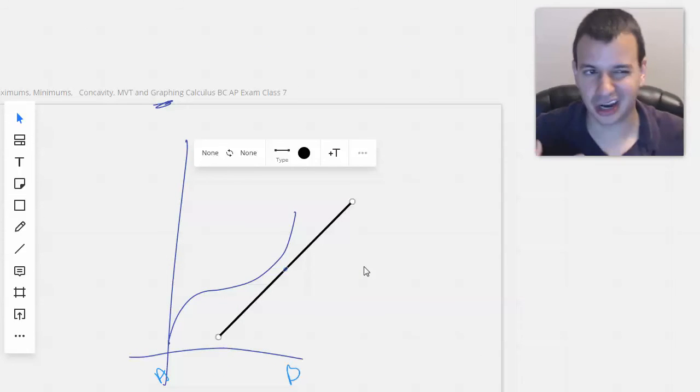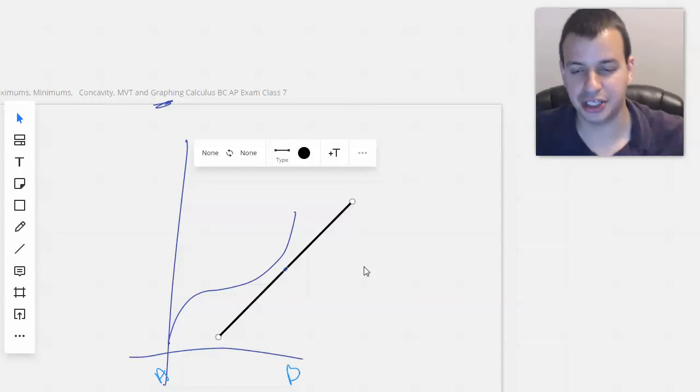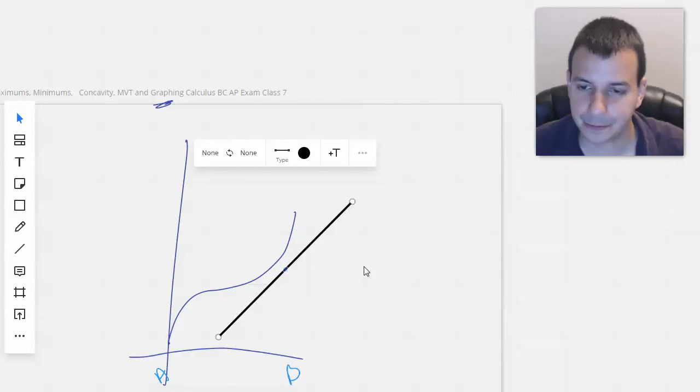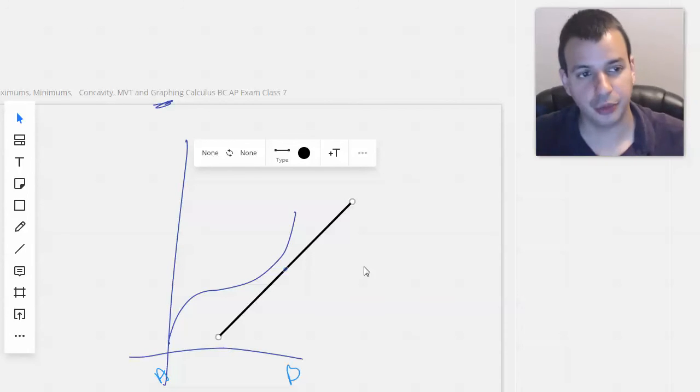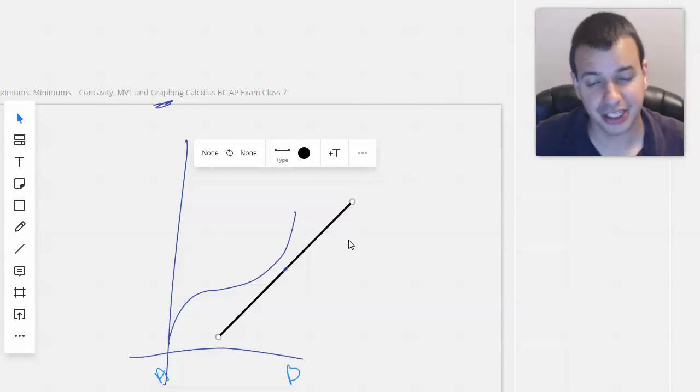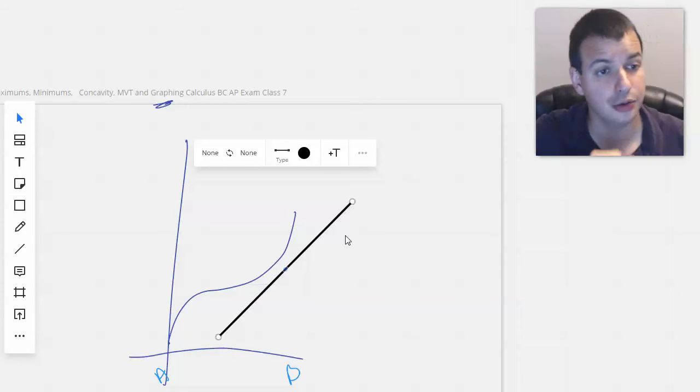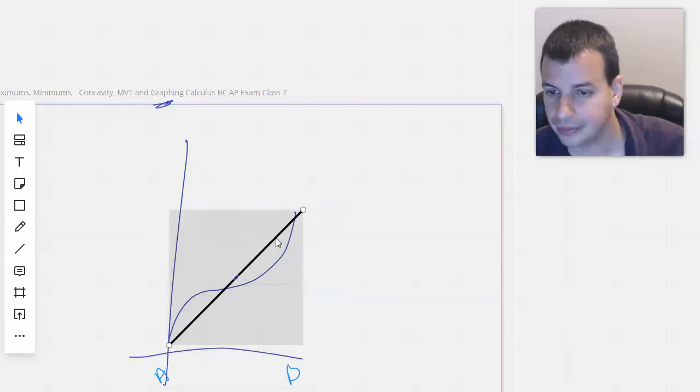I want to touch on that because there's not really another good place to touch on that in the course. And so when you hear the mean value theorem, that's all it says. That's all it means. No need to panic. Excellent.